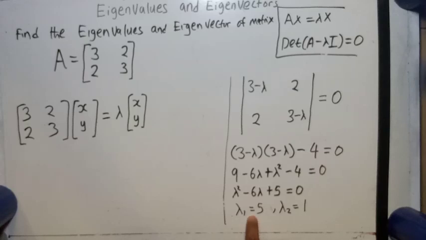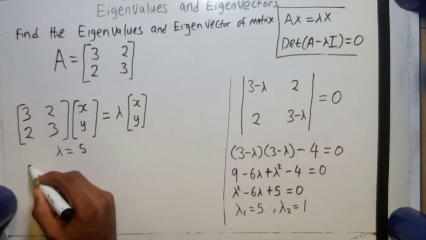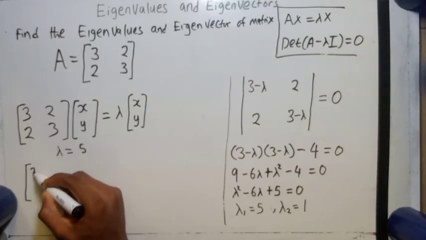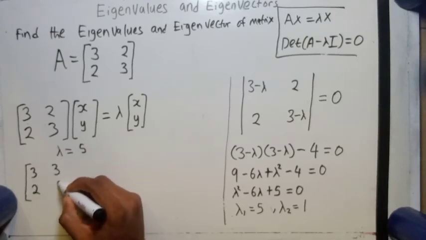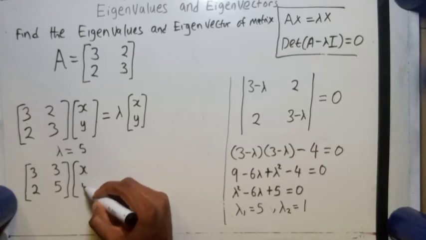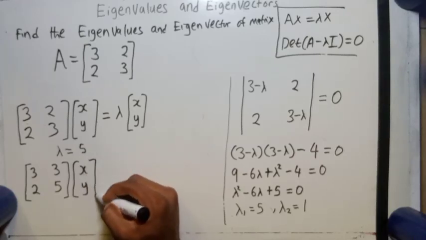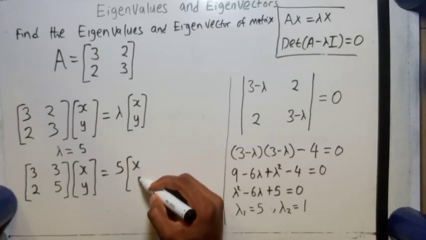Now, finding the eigenvector for the first eigenvalue. So when our eigenvalue is equal to what? 5, we're going to be having the matrix [3, 2; 2, 3] times [x, y] is equal to 5 times [x, y].